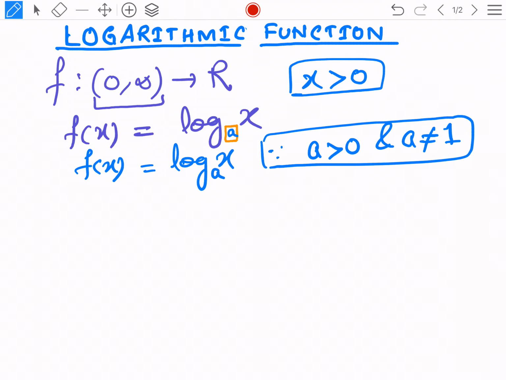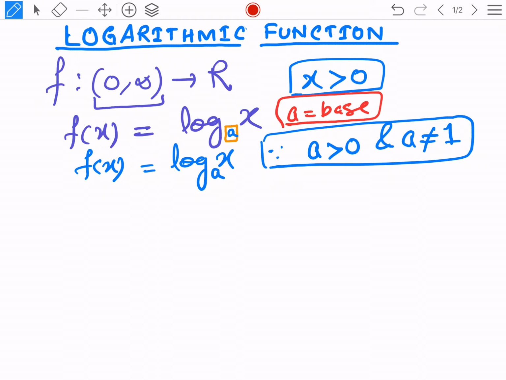Actually, a is called the base of the log function. The base is always greater than 0, so it may be less than 1 or greater than 1. So there are two cases of the logarithmic function. If the base is less than 1 or the base is greater than 1, then the logarithmic function shows its graph in opposite order in both cases.